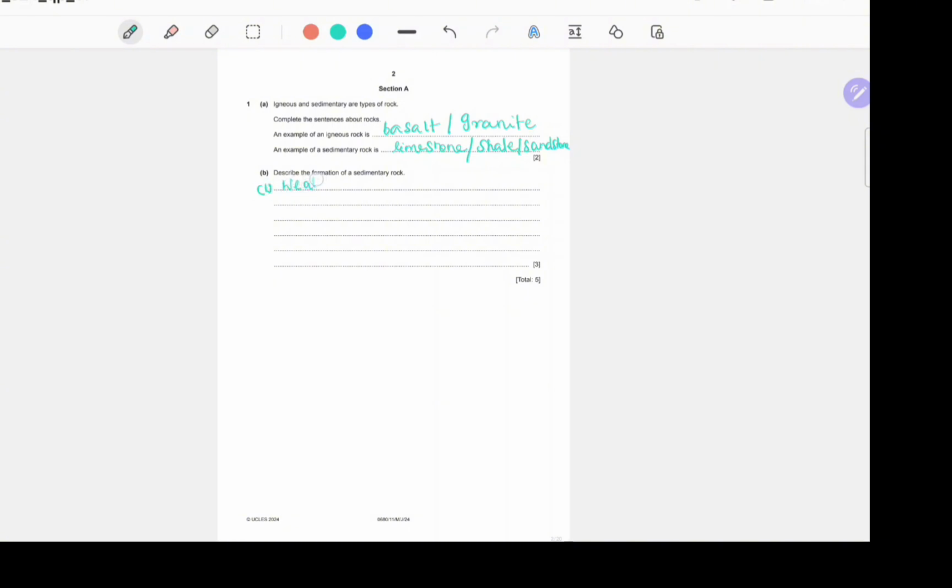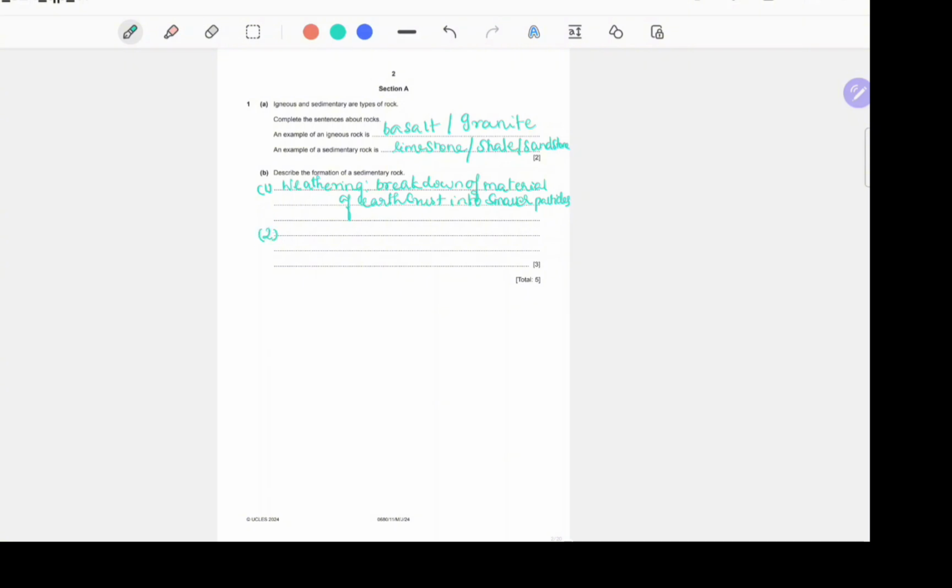First step is weathering. In weathering the materials break down. Breakdown of materials of earth crust slowly, I'll write, earth crust into smaller particles. This is where the sedimentary rocks started, smaller particles.